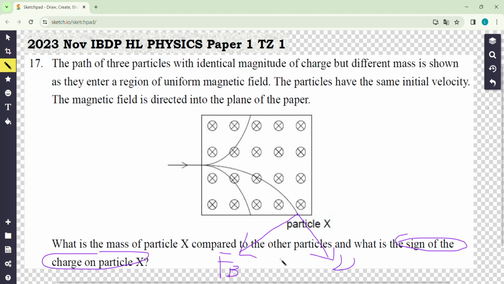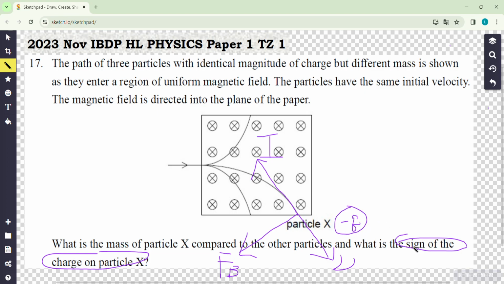So we use Fleming's left-hand rule, FBI, and we find out the corresponding current should be in this direction, which is opposite to the direction of the velocity. Why? Because particle X is negative charge.